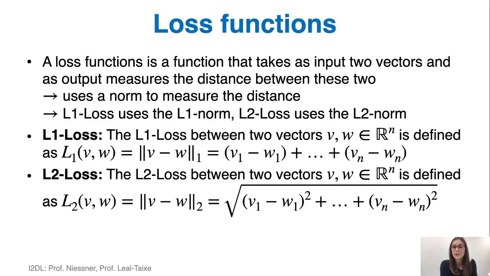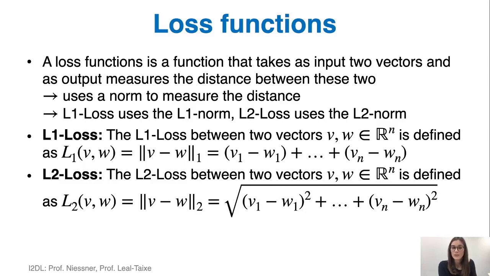Last but not least, I want to talk about loss functions, because they will play a very important role in the I2DL lecture. So a loss function essentially is a function that takes as input 2 vectors, and the output is then a measurement of the distance between these 2 vectors. So we can have a look here at the example for the L1 loss and the L2 loss, because these are 2 losses that are referring to the L1 norm and respectively the L2 norm.